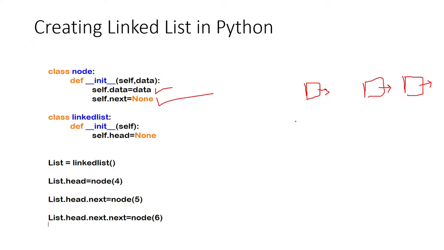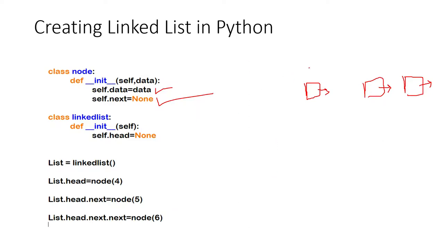Head is the first node. So we'll just assign it as None because we don't have a node inserted in it yet. And yeah, with this you can create a linked list. It's very easy, just 4 lines of code, and you can create your own linked list.